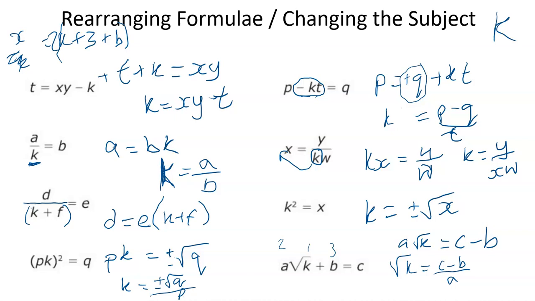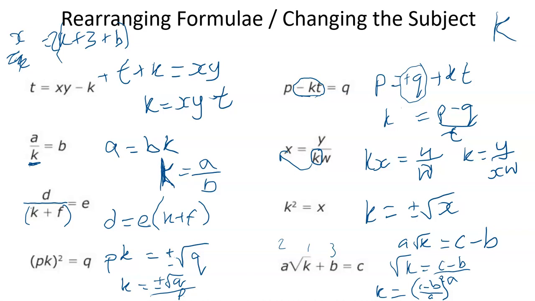So we've done the last thing. We took away the b. We've done the next last thing, which is divide by the a. And now the opposite of the square root is to square. So I'm going to say k equals, and I need a big bracket. So if I just write squared, that's only going to square the b. So I can't do that. I need a big bracket, c minus b over a, close the bracket, and then squared.